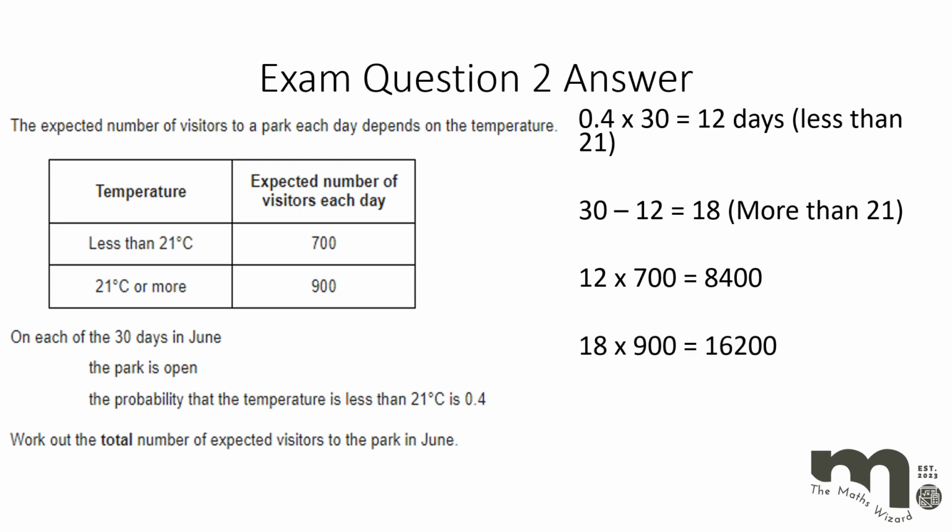And then 18 times 900 for the warmer days, and that'll get you 16,200. If we then add those together, we get 24,600 people. So that's the expected number of visitors to the park in June.